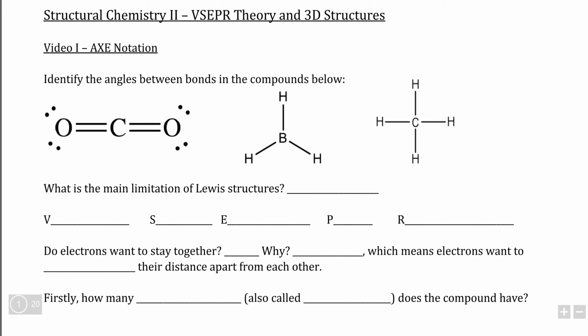In this series of videos, we are going to expand upon our knowledge of Lewis structures by addressing the primary limitation of Lewis structures, which we can actually see by looking at the angles formed between the bonds of these three compounds. With carbon dioxide, if we look at the bonds formed between the two oxygens, these bonds both look like they are 180 degrees. Likewise, the bonds formed between each of the hydrogens in boron trihydride look like 120 degrees.